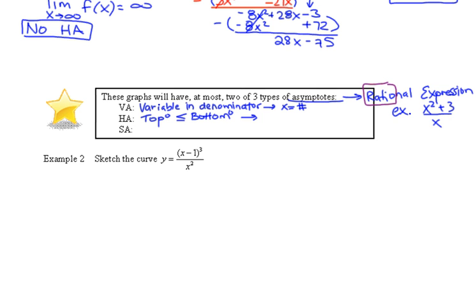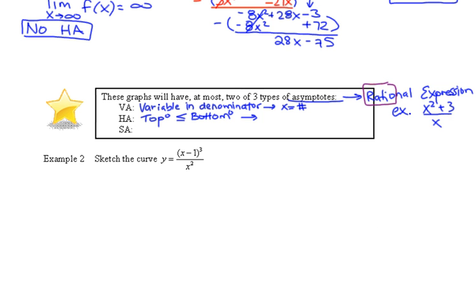So say we had x cubed over x. As x approaches infinity, it's not going to approach some number. So if it is greater, you don't even have to go into it. You could say no horizontal asymptote. You have to show me the asymptotes that are there. Okay, cool.